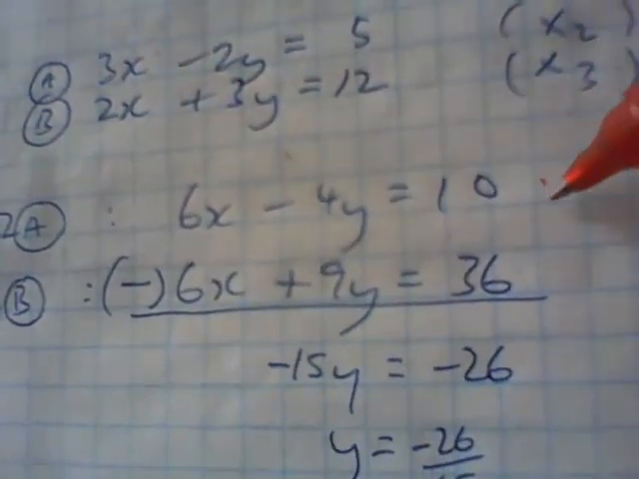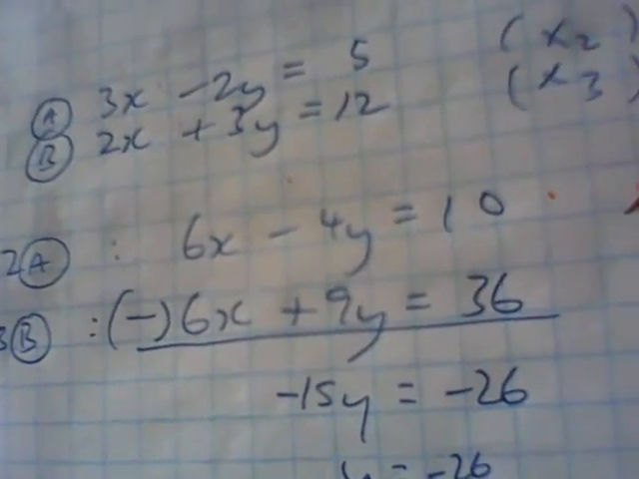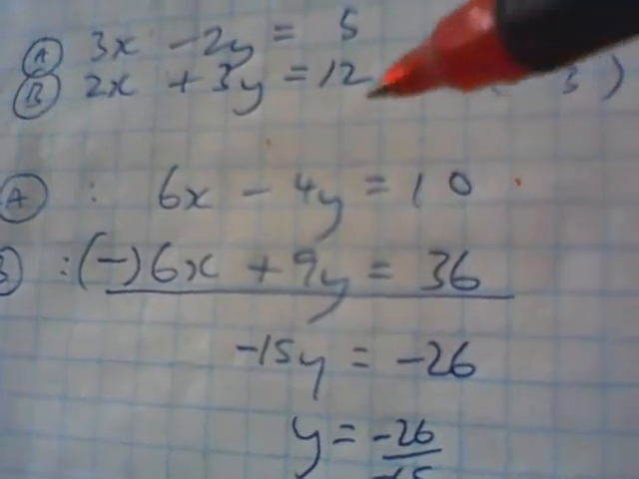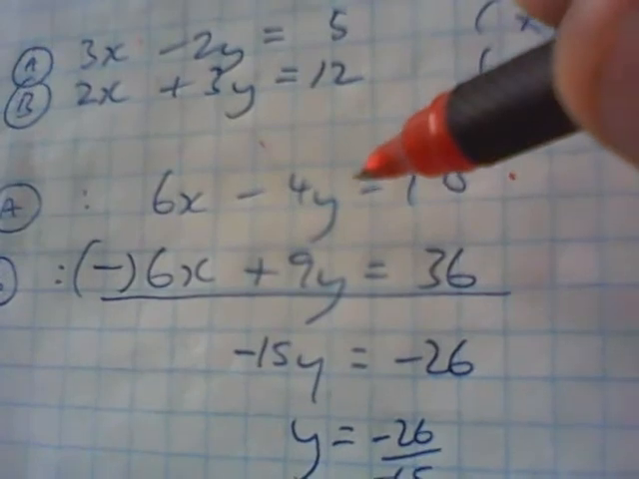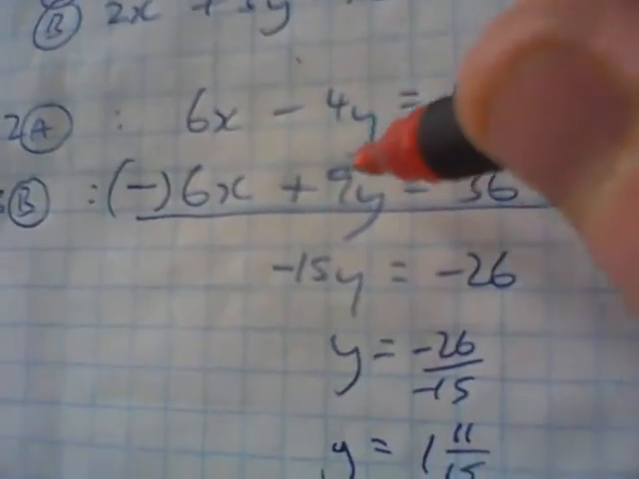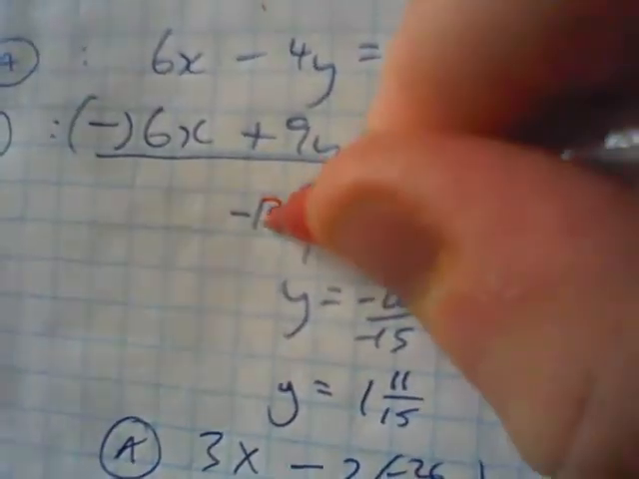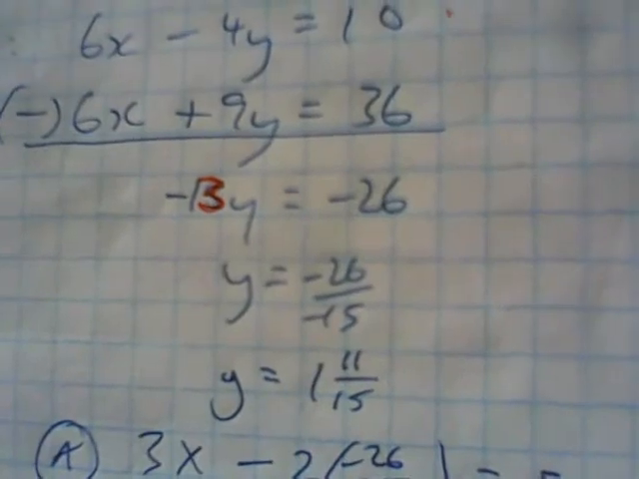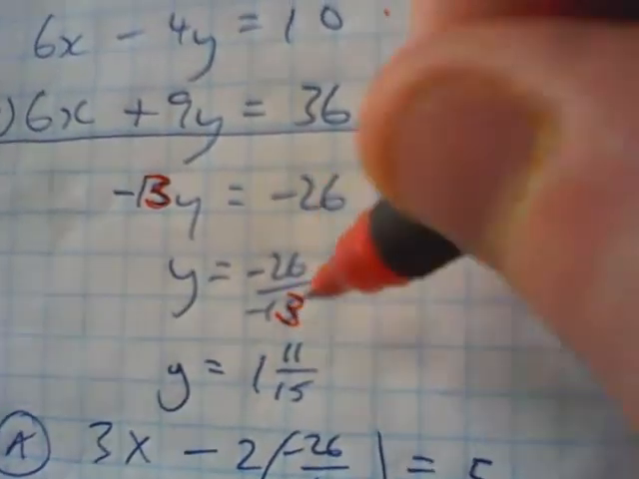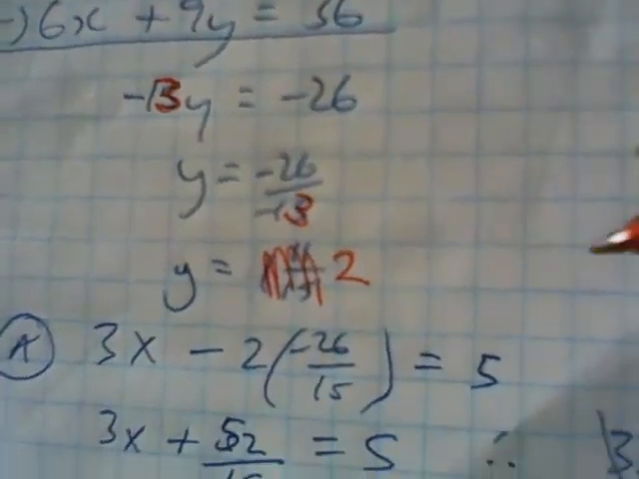So here I've got my modified equations, 2A and 3B, and what I'm going to do is subtract one from the other. Again, be careful with those double negatives. In this case, it's minus 4y minus a 9y. Good Lord, I need some more coffee. I've made another mistake. Minus 4y minus 9y would give you minus 13y equals minus 26. Therefore, y is minus 26 divided by minus 13, so y is positive 2.